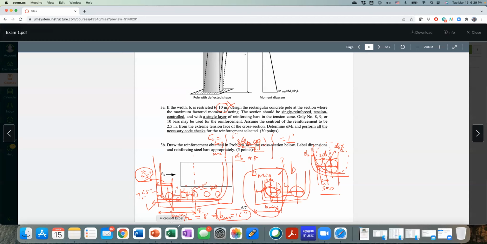Okay, and which table is it? Let me go back to your notes and find out. Right now it's 20.5.1.3.1, but double check. It's in ACI 318-19, page 382. All right, Alexander, is that okay? Yep, I think I'm okay now.